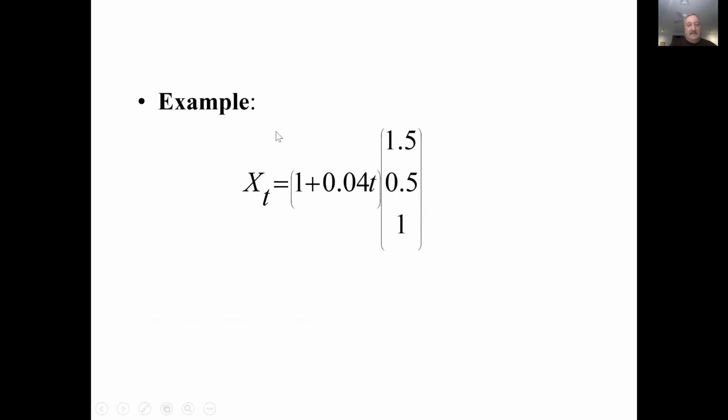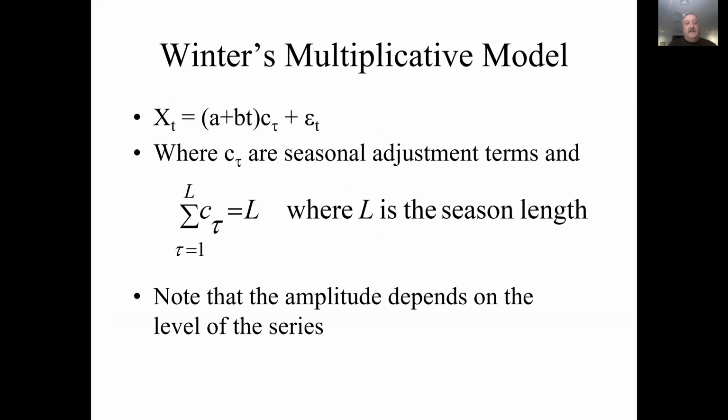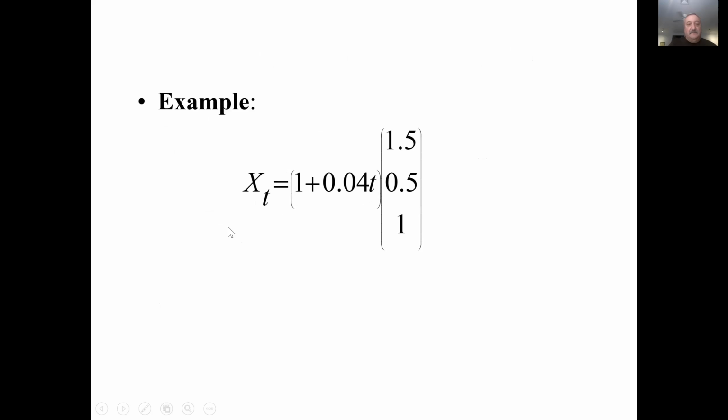All right, do I have the additive version? In the additive version, I would add the seasonal adjustment correction instead of multiplying by it. That would be Winters' additive model. And we did a model last week where we had an additive seasonal adjustment term, if you may recall. In this case, we're going to make the assumption that the sum of these seasonal adjustment factors is equal to L, where L is the length of the season. And we'll note that the amplitude depends on the level of the series. I'll have to show you what I mean.